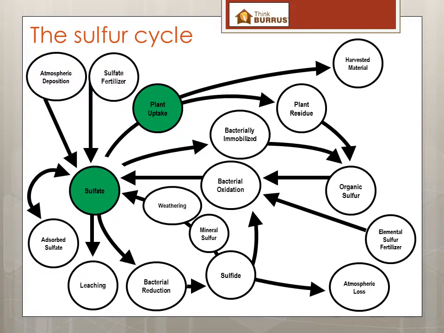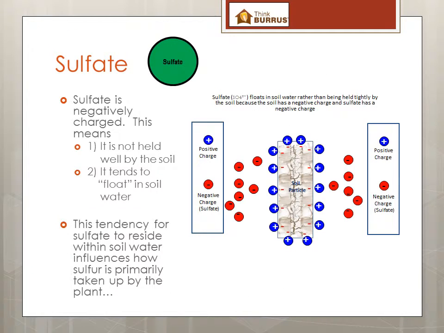You can see right here that for sulfur to be taken up by the plant, it really needs to be in the sulfate form. That is the big way that sulfur is taken into the plant, is in the form of sulfate. We mentioned this last time, but we're going to go just a little bit deeper into the topic this time. Sulfate, so this form of sulfur that tends to be the way sulfur is actually taken into the plant, is negatively charged. Now this means it's not held very well by the soil, and you can see over here on the graph on the right why that would be.